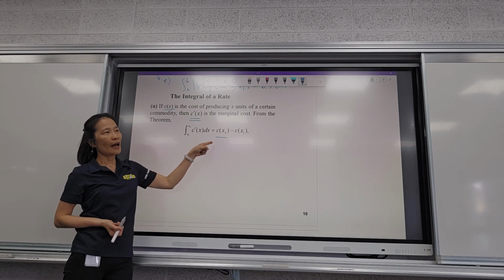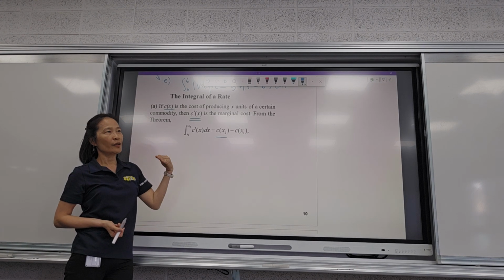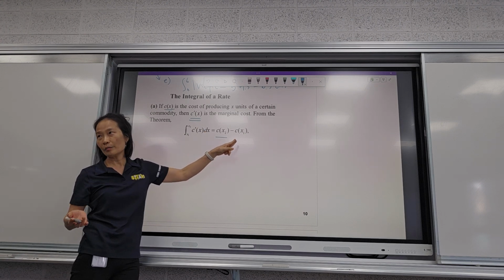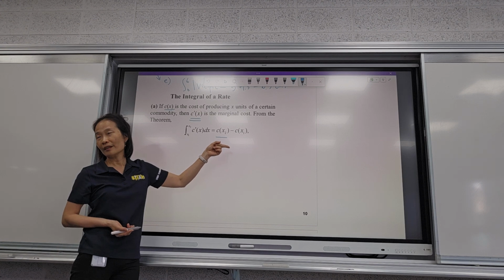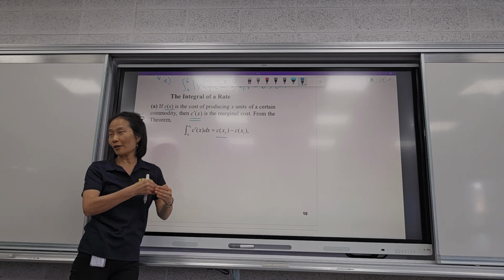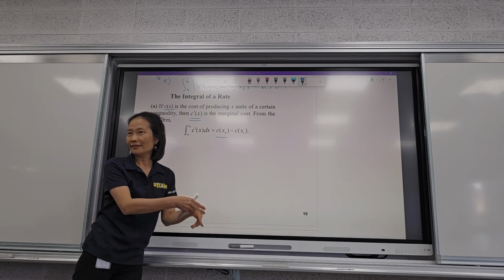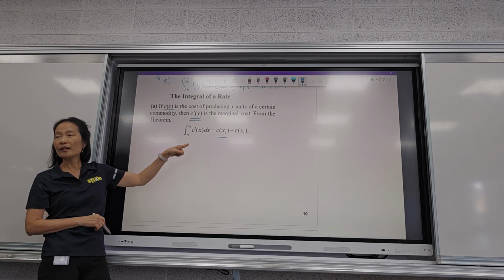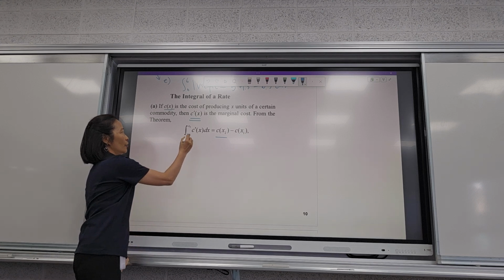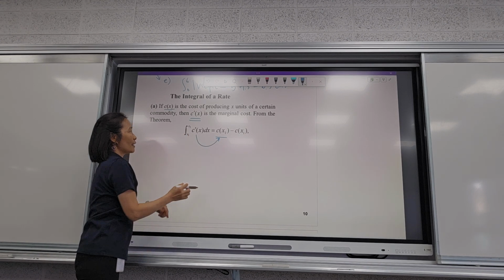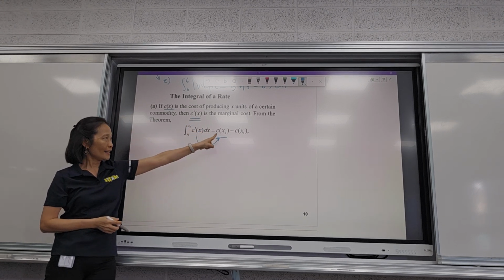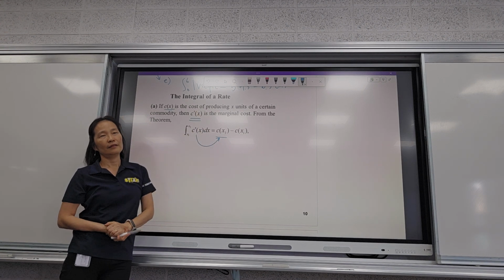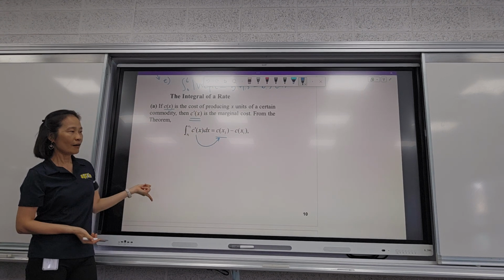You can say, okay, how much is the cost producing 10 items? Subtract how much it costs producing 9 items. That will be the cost producing that extra 1 item. Does it make sense? Again, this is fundamental theorem of calculus part 2. You are trying to find the antiderivative of C prime, which is C, substitute the upper limit, subtract the lower limit. All the same.